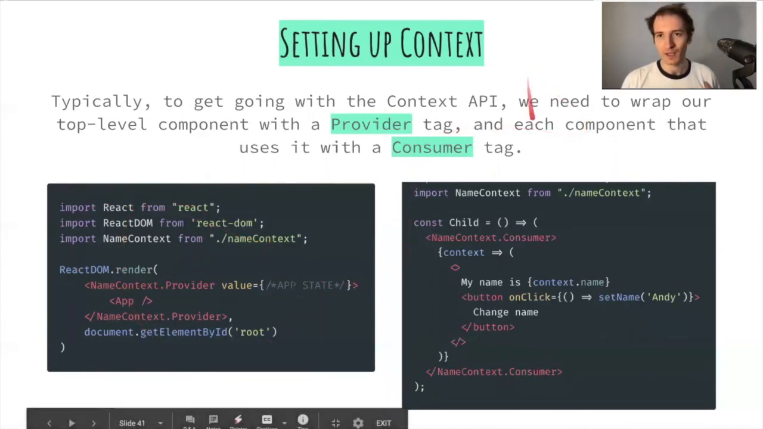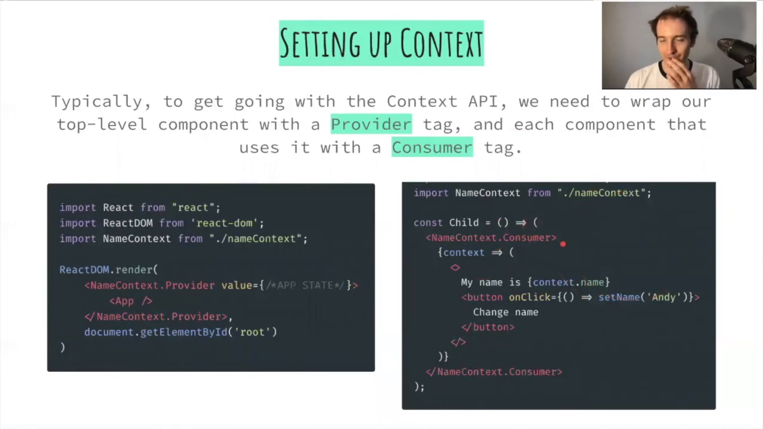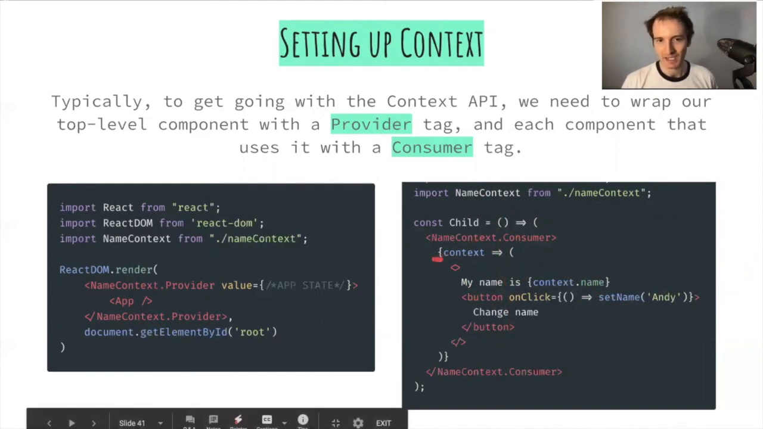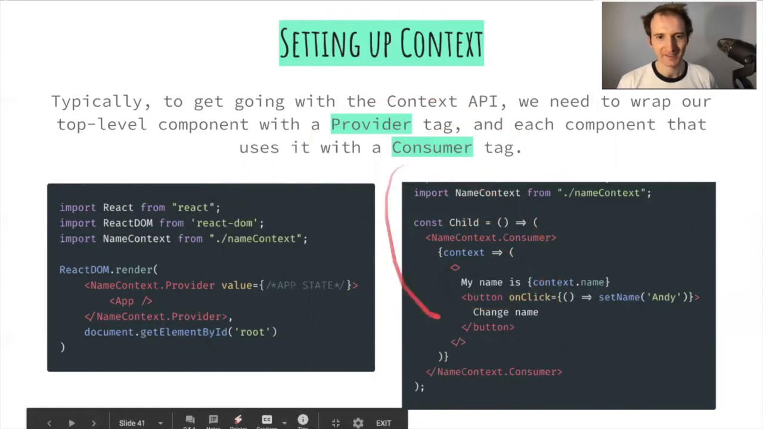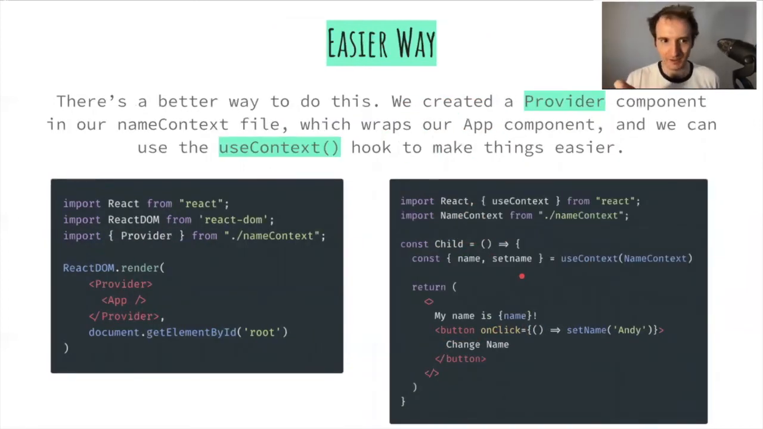And then anywhere within any of the components that we have inside of our folder hierarchy, we can then use this consumer component that we also get from our name context file. And if we write things like this, then we have access to something called context, which is basically the object that we're storing things on. So I'm a little bit less certain about this because I never actually write things this way. The easier way to do things is like this.